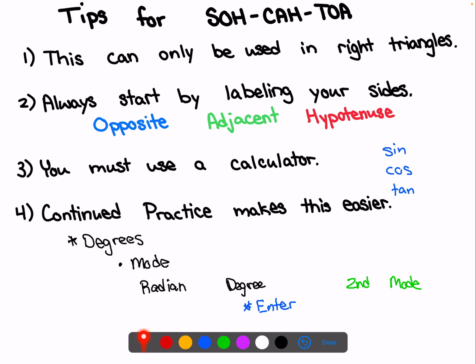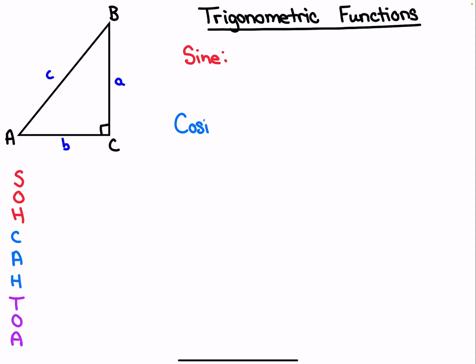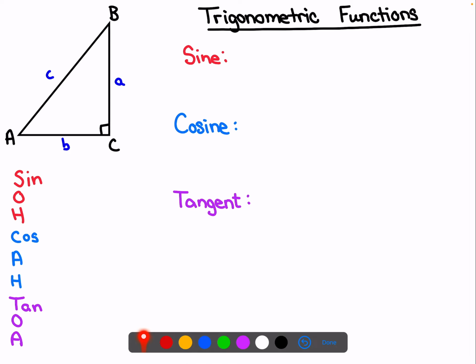So never choose the 90-degree angle. We don't want it. So now let's go ahead and explore what Soh-Cah-Toa really means. So trigonometric functions. We have sine, cosine, and tangent. And this is how they're fully written out. Again, it's pronounced sine, cosine, and tangent.